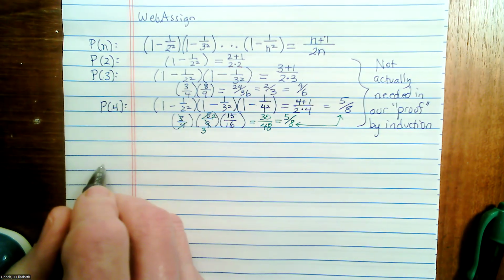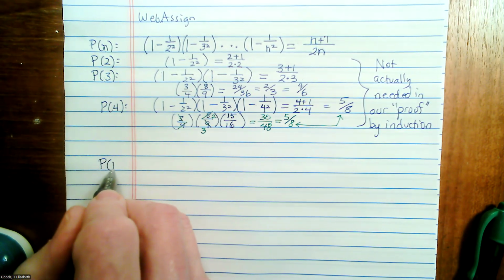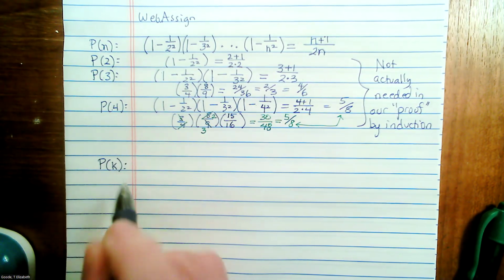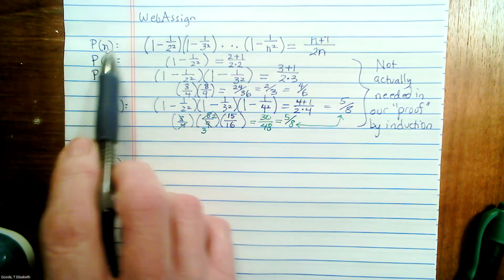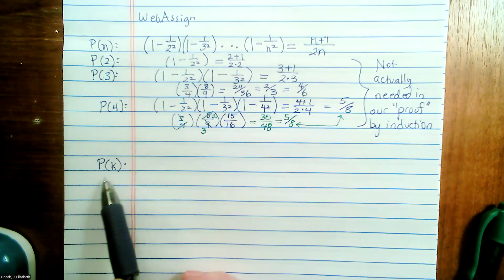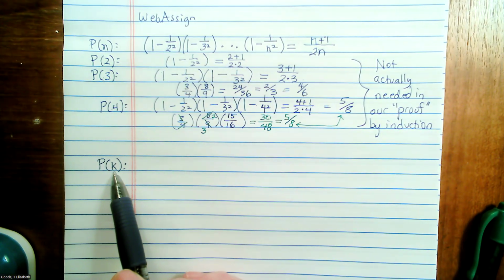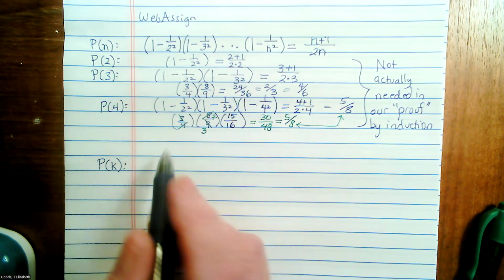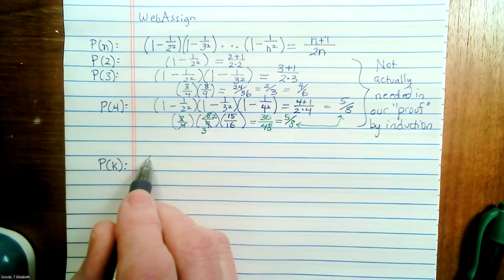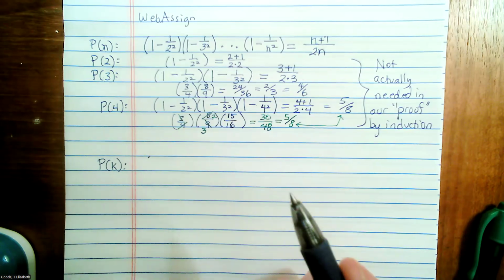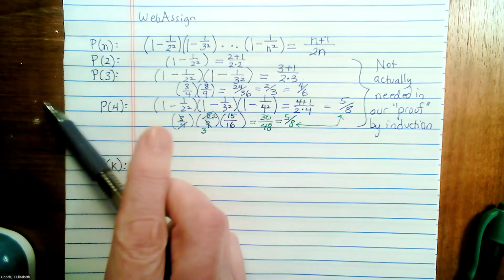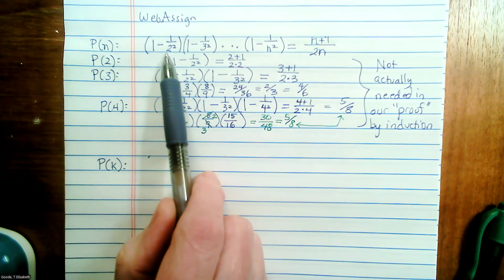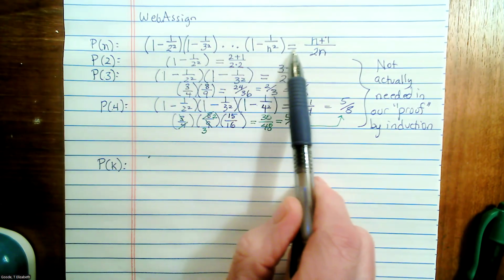So now, P of K. Again, everywhere we see an N, we're now just going to replace it with a K. So how would we write the left-hand side? Let me see. I mean, we don't know how big K is. We know it's at least as big as 2. We know it's not smaller than that, but it could be really way out there.